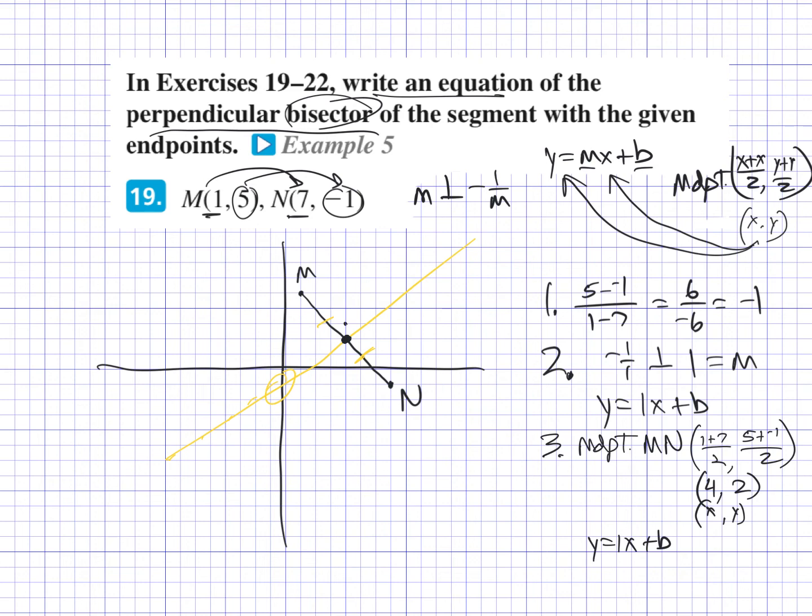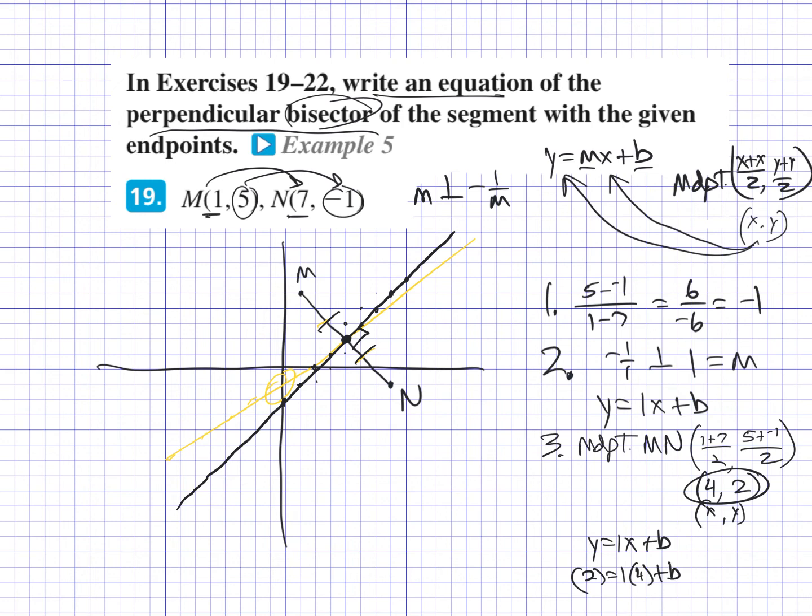So up 1 and over 1. Up 1 and over 1. So there is actually what the line looks like, or down one, left one, down one, left one. So this just shows you that freehand is not the best way to go. That's what the line looks like. It is a perpendicular bisector there. But what is the equation? We substitute (4, 2) in for x and y.